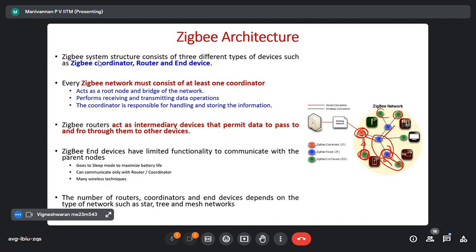Then what is the end device's job? The end device has limited functionality. As far as the Zigbee network is concerned, its job is very simple. Correct? Collect the data from the sensors, collect the information from various sensors. These are sensors. This is a sensor. This is another sensor.